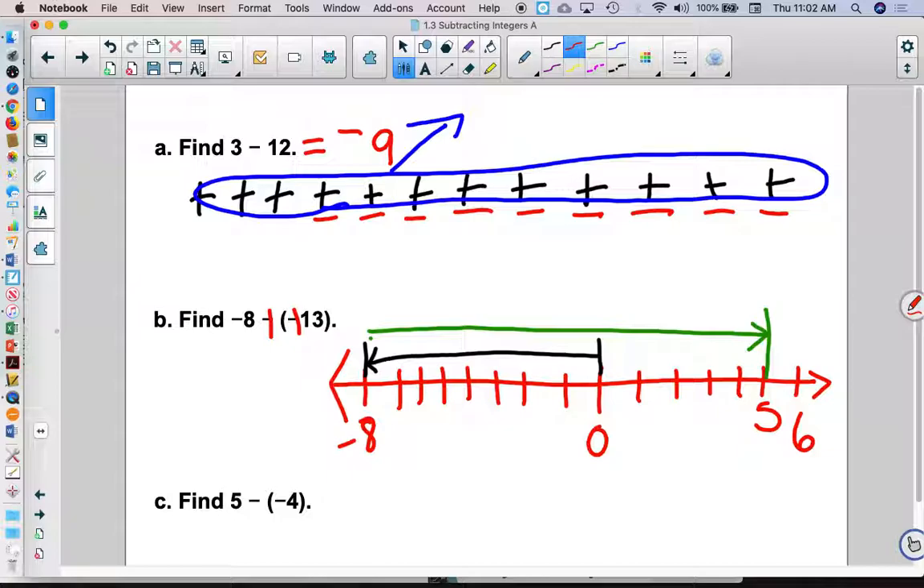Same thing. Remember the other day when we started singing the song? Same sign, add and keep, different signs. Keep the sign of the bigger number, then it'll be exact. Okay? When you change subtraction to addition of the opposite, it follows the addition rules. And that's why that works for you. Okay?